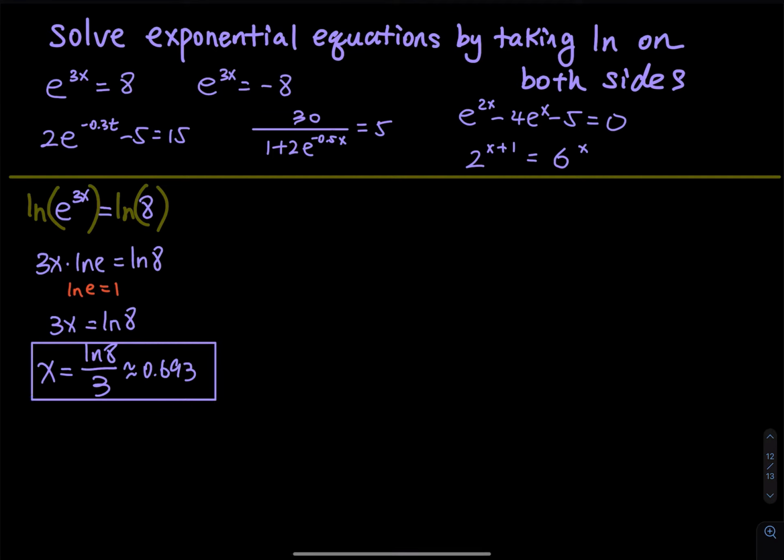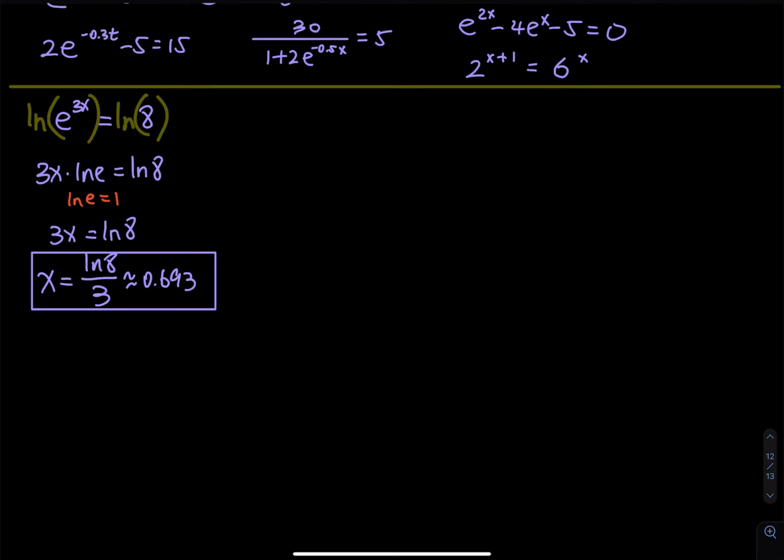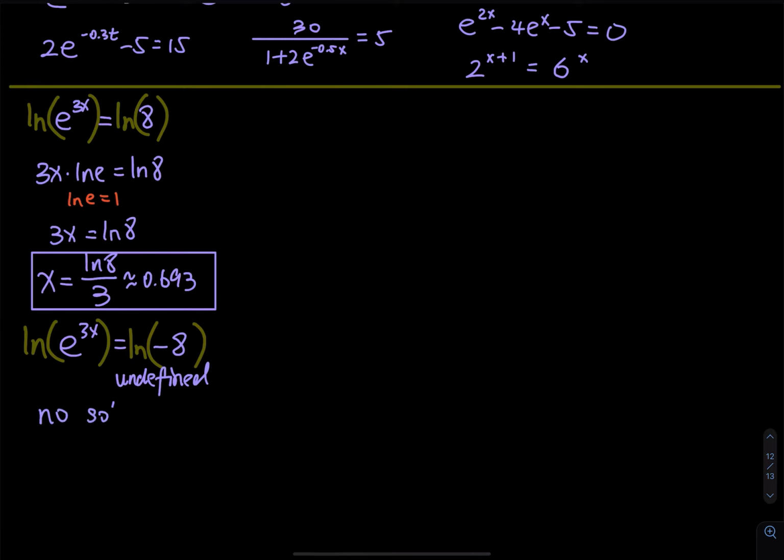The next problem, I changed the 8 to -8 to see if that is solvable. So we have e to the 3x equals -8. Is this solvable? To bring the 3x down, we have to take ln on both sides. So this is ln -8. Is ln -8 defined? The answer is no. So ln -8 is undefined, which means this equation has no solutions.